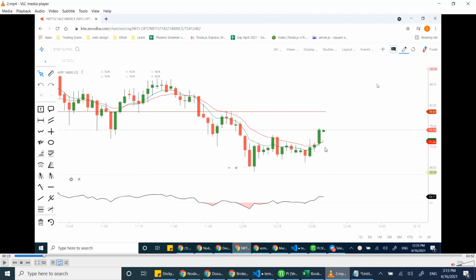In the chart here, you can see the green line is the 7 EMA, and the red line is the 14 EMA. When they cross, I get a candle here. It becomes my signal candle. So what will be my buying position? Once the next candle crosses the signal candle. Let's see the conditions first.